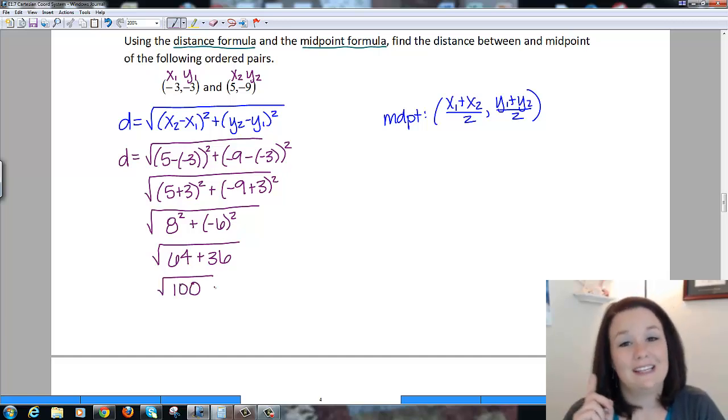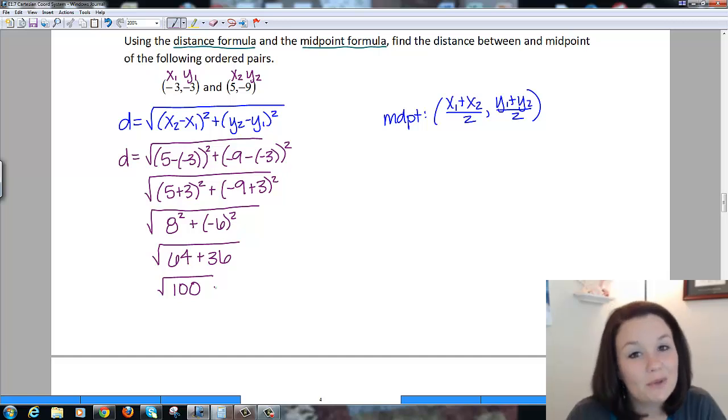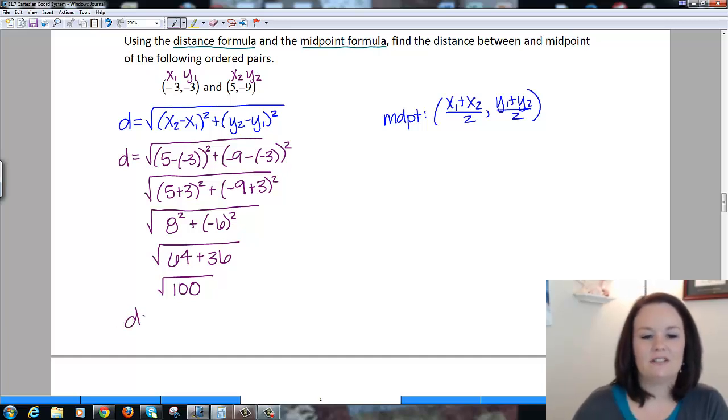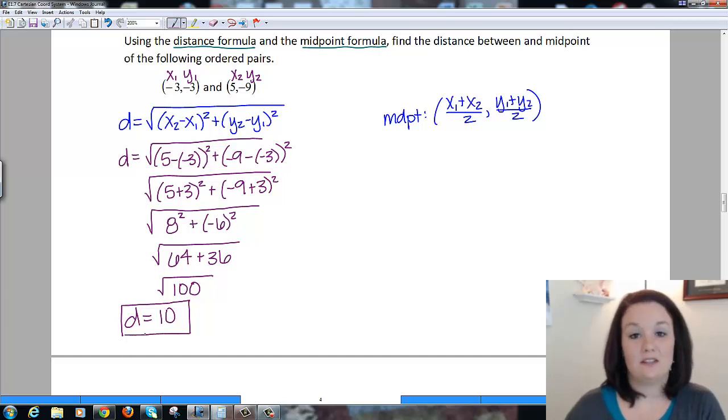Now, if they ask you for the exact answer on this one, do not put square root of 100, right? Because the square root of 100, we know, is 10. So here our distance would be 10. Okay, let's look at our midpoint.